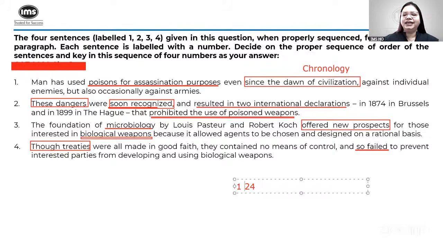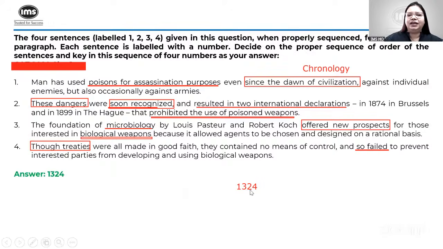The whole problem is with the placement of 3. That is where you'll need to be very clear about what these dangers are. What was soon recognized? The dangers are these new prospects, right? So there were these new prospects that microbiology introduced, which were soon seen to be dangerous. And that's where the international declarations came in, right? But the declarations failed. Okay. So clearly 1, 3, 2, 4. This is the tricky part here, isn't it?